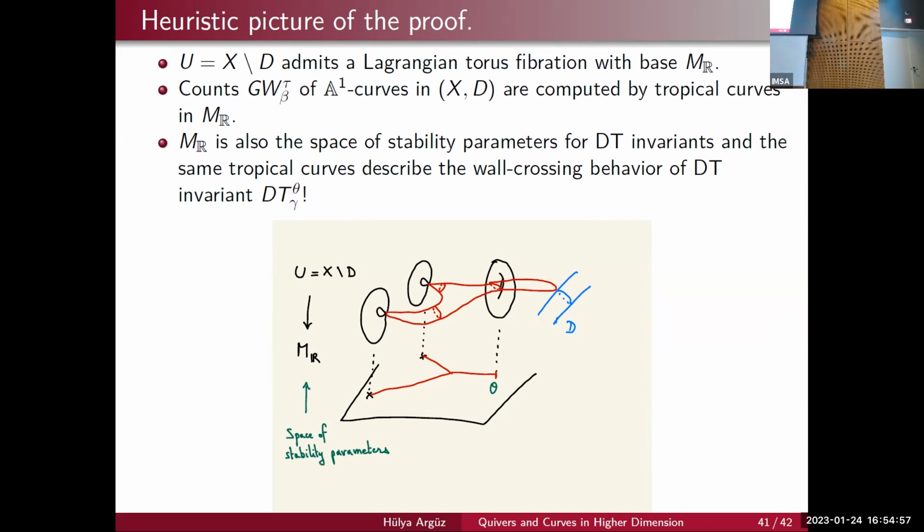If you look at the projection of such an A1 curve, drawn in red, into the space MR, the base space, which you view as the space of stability parameters for your Quiver DT invariants, then it is natural, just heuristically, to expect the counts of A1 curves have to do with calculating Quiver DT invariants.